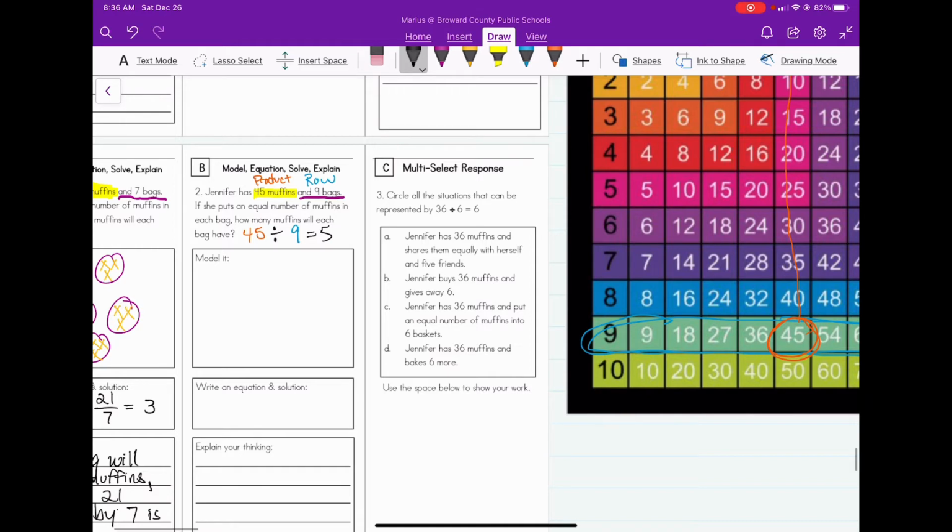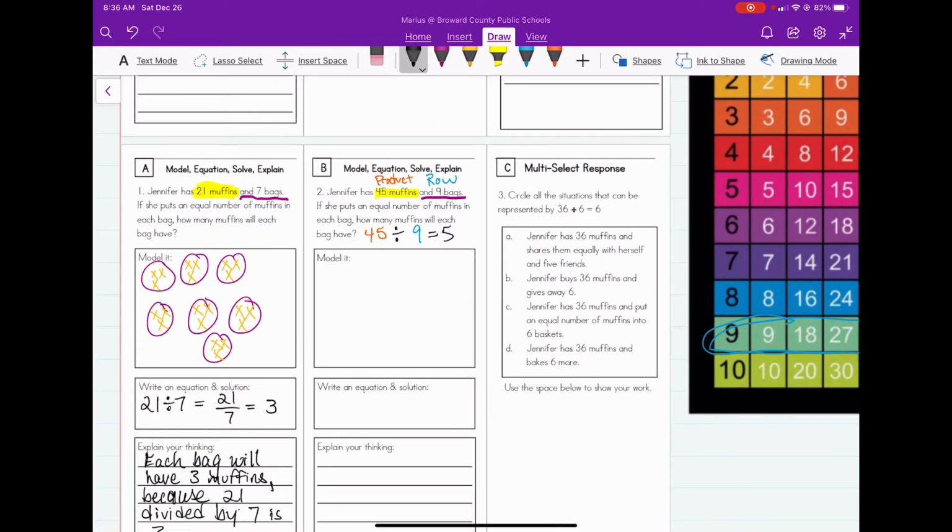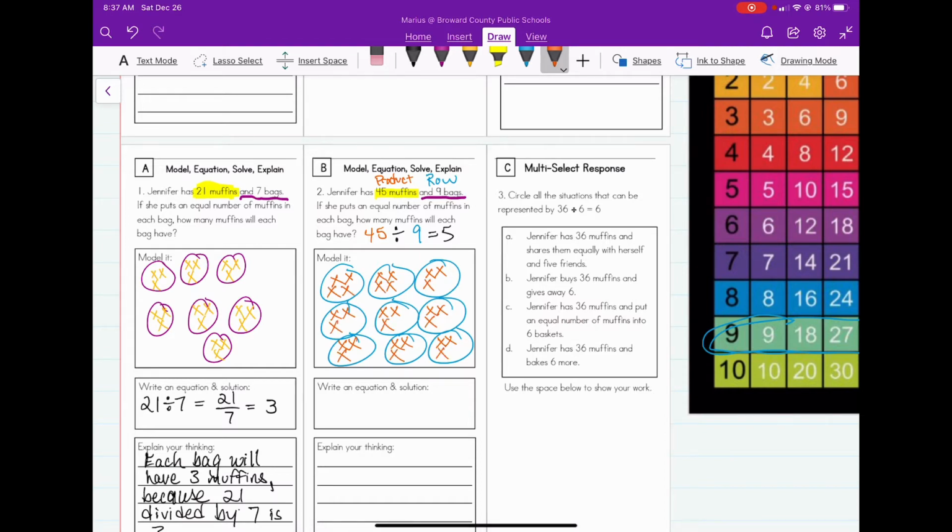Now, if we were drawing a picture, we would draw 9 bags: 1, 2, 3, 4, 5, 6, 7, 8, 9. And then we would have to count out a total of 45. I'm going to use X's to represent the muffins, and I'm going to put 1 muffin in each bag until I've counted out 45. Here we go. 1, 2, 3, 4, 5, 6, 7, 8, 9, 10, 11, 12, 13, 14, 15, 16, 17, 18, 19, 20, 21, 22, 23, 24, 25, 26, 27, 28, 29, 30, 31, 32, 33, 34, 35, 36, 37, 38, 39, 40, 41, 42, 43, 44, and 45.